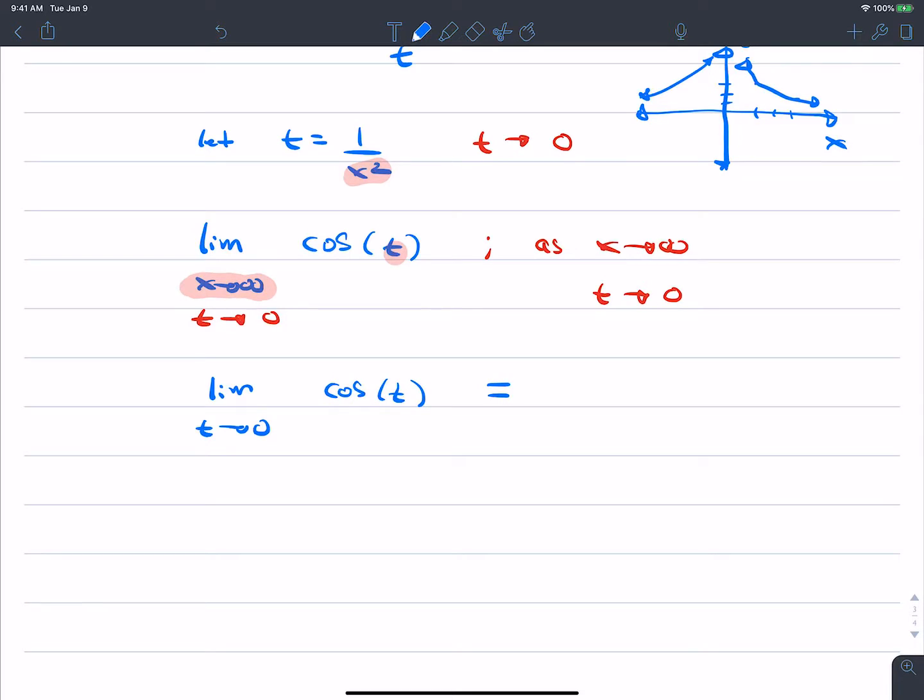And you know something special about cosine. What's so special about cosine? Cosine is a continuous function. It's continuous everywhere. So why is it a big deal for cosine to be continuous? Okay, well, let's write that down.